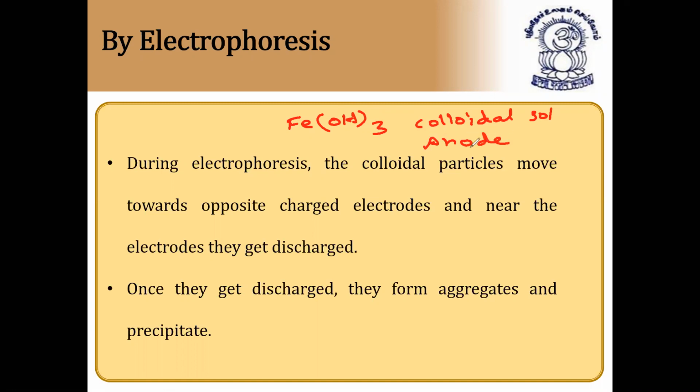As they move towards the anode, once they reach it they become neutral because they get discharged, since these are positively charged particles and the anode is negative. Once they get discharged, they form aggregates and precipitate themselves. This is called coagulation by means of electrophoresis. I hope it is clear.